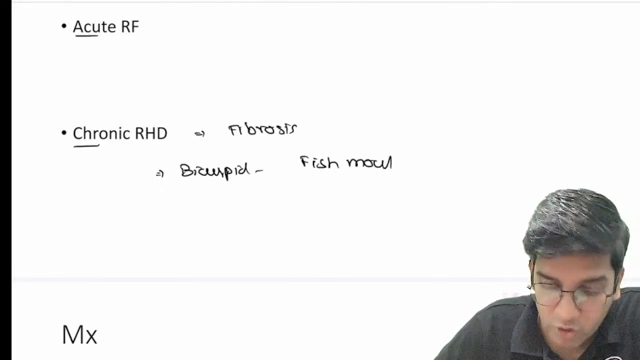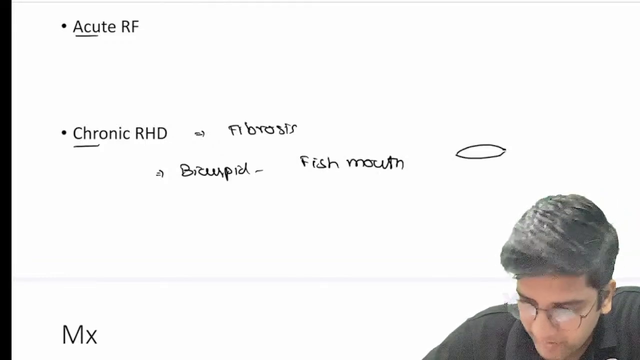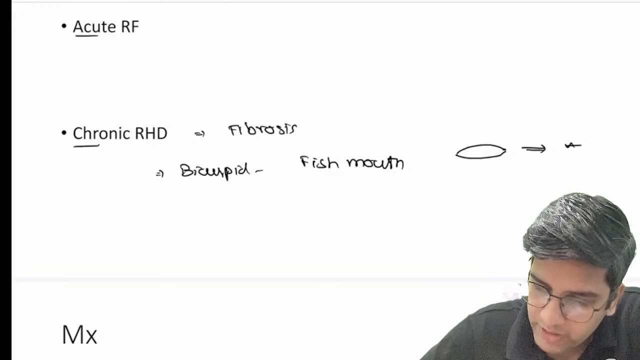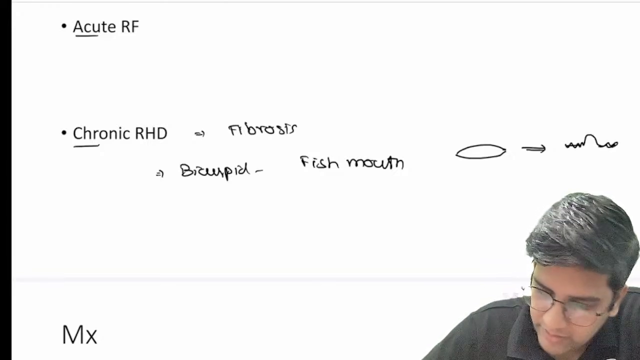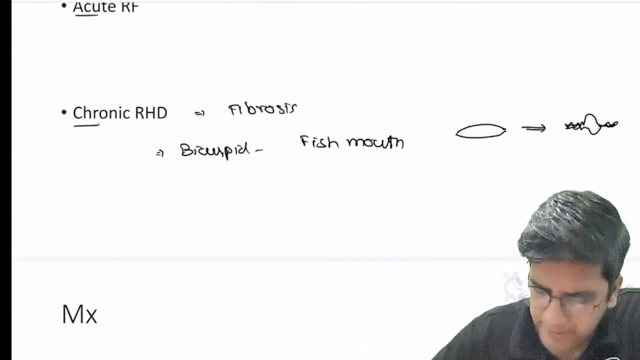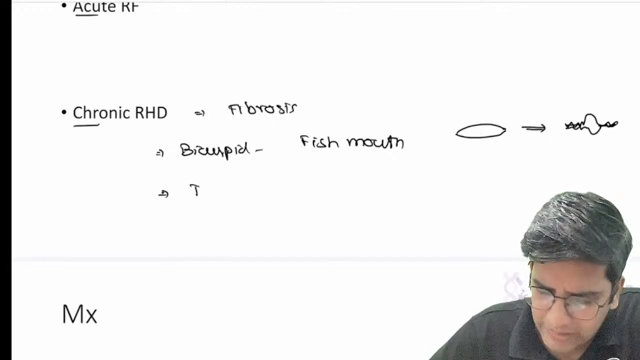If you want, you can draw it, right? This is how a bicuspid valve looks like. And when it's a fibrotic bicuspid valve, it kind of looks like a fish mouth. It's just a fibrotic valve, that's all, right? A tricuspid valve also will have stenosis.